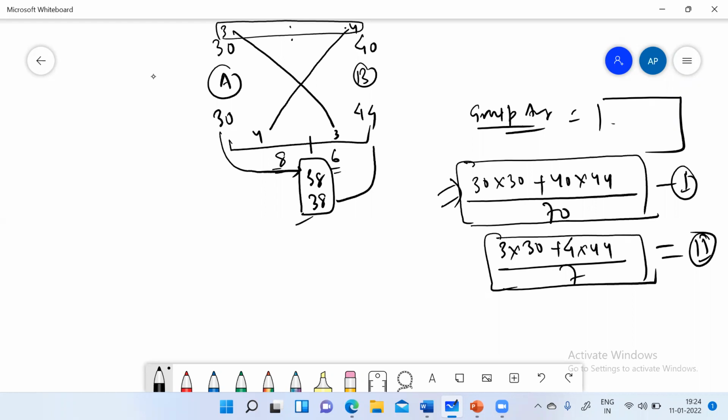So is it clear to everyone? Sir, can you please explain this method again?